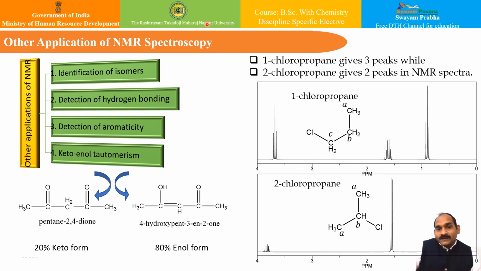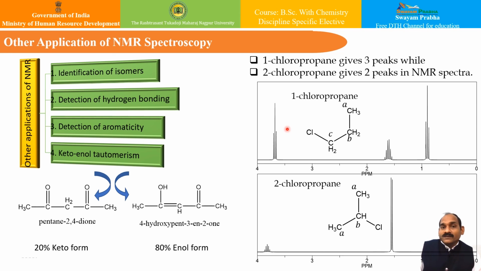The other application is that you can detect hydrogen bonding. It has always been observed that the hydrogen-bonded proton gives a peak which is downfield, and this is due to deshielding. So detection of hydrogen bonding is possible on the basis of this chemical shift value. It is also possible to distinguish between intermolecular and intramolecular hydrogen bonding on the basis of NMR spectroscopy, because in one case this chemical shift will be observed, and in the other case it will not be so significant.